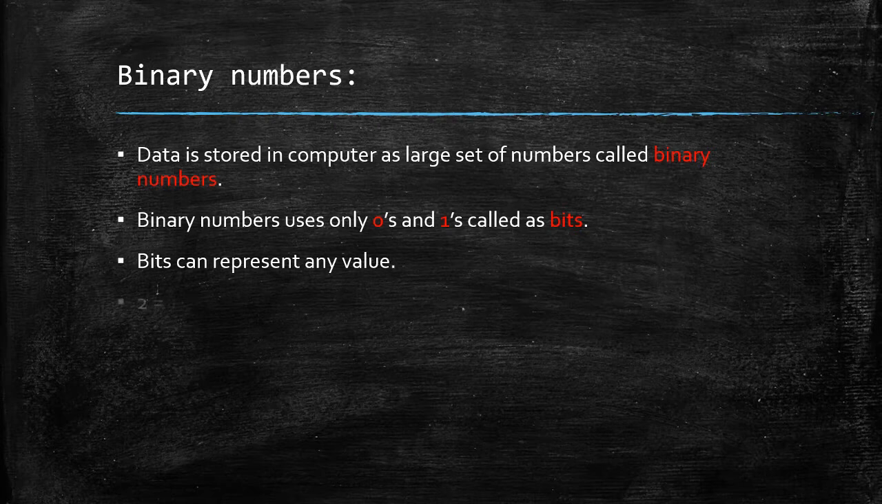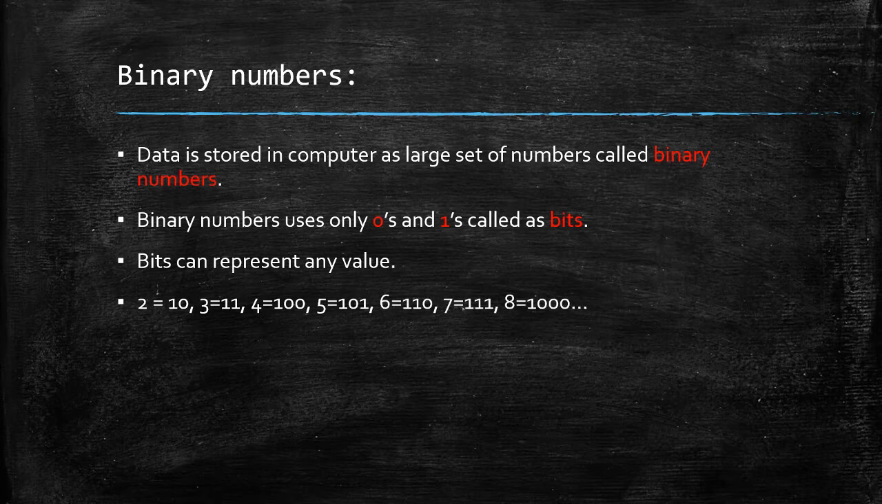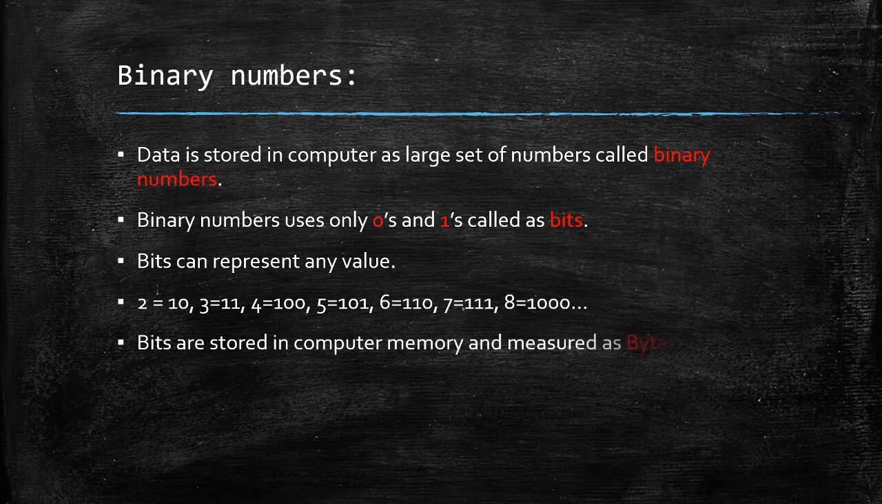For example, 2 is represented as 1, 0; 3 as 1, 1; 4 as 1, 0, 0; 5 as 1, 0, 1; 6 as 1, 1, 0; 7 as 1, 1, 1; 8 as 1, 0, 0, 0. Like that, every quantity can be represented using these bits. And bits are stored in computer memory. Zeros and ones are stored in computer memory and measured as bytes.